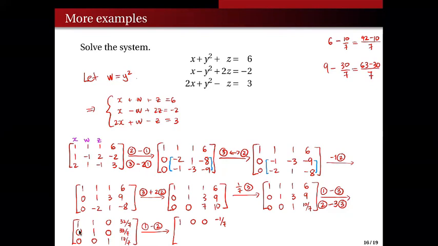And then row 2, we did not change it. Also row 3, so we'll just copy them. So 0, 1, 0, 33 divided by 7, and then 0, 0, 1, 10 over 7.